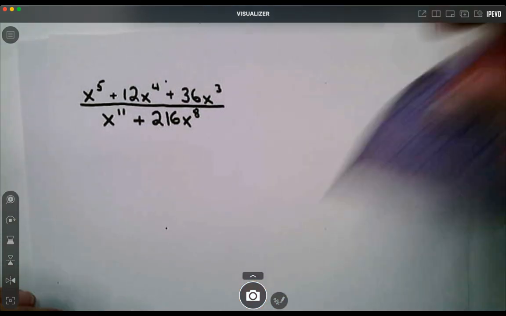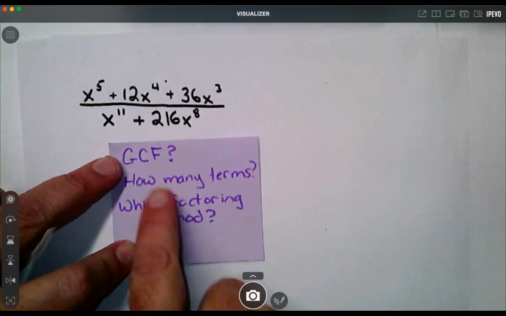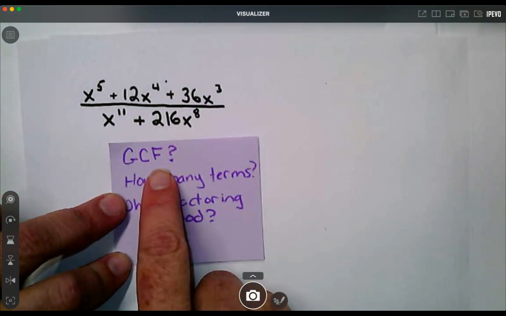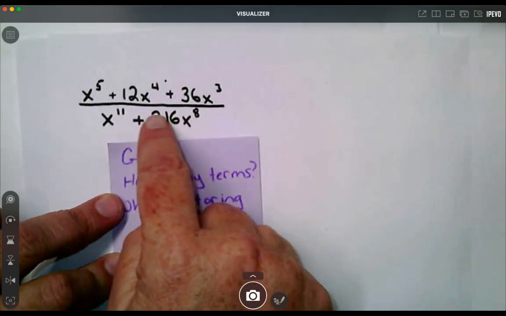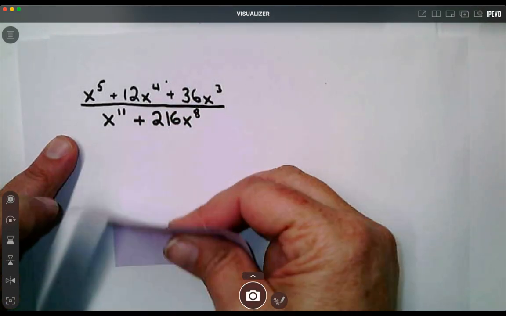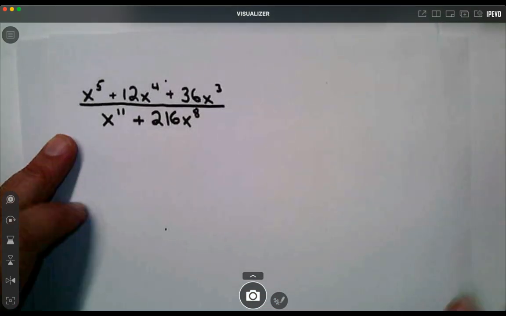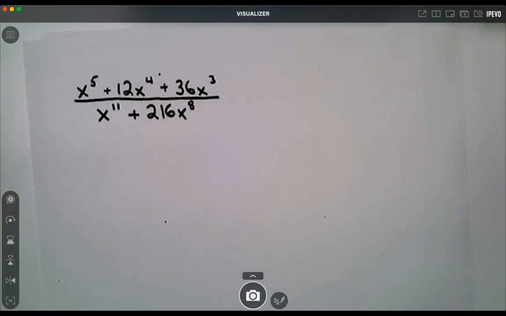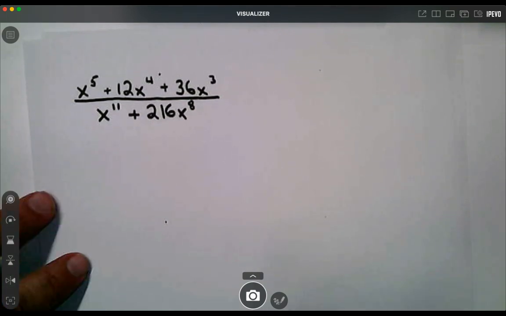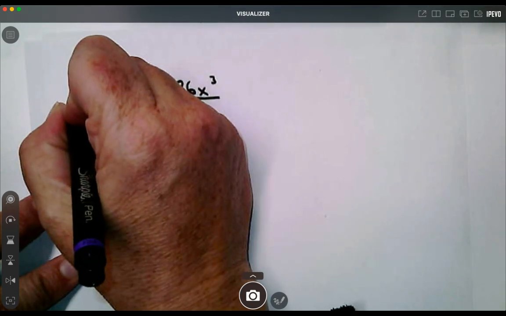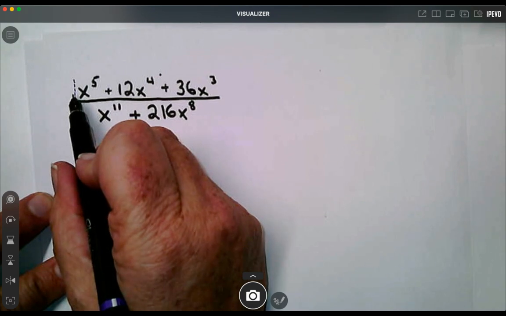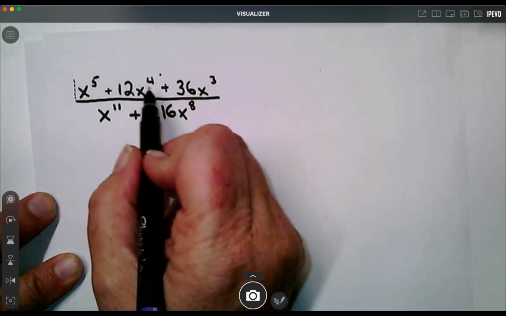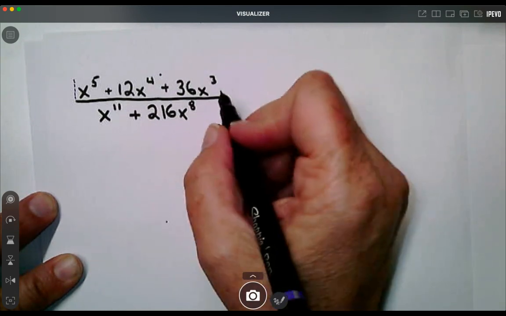And when we're factoring, we want to ask ourselves, first question, is there a GCF? And we're going to ask that question about the numerator, and then we're going to ask it about the denominator. So if we look at our numerator, if I look at the integers, I don't see a greatest common factor, because the greatest common factor can never be bigger than the smallest number. So the only thing that goes into 1 is 1. So there's no integer greatest common factor here.